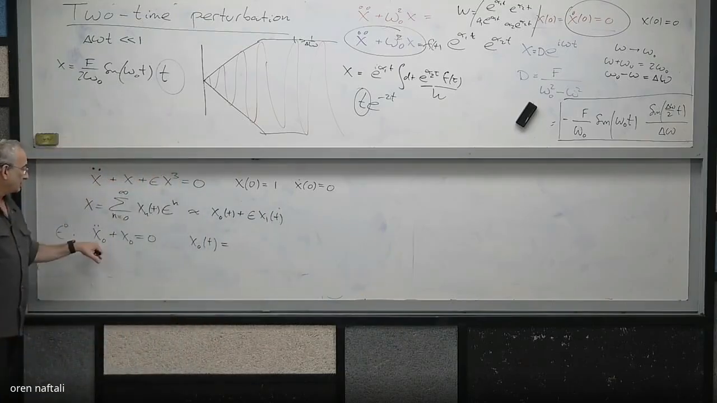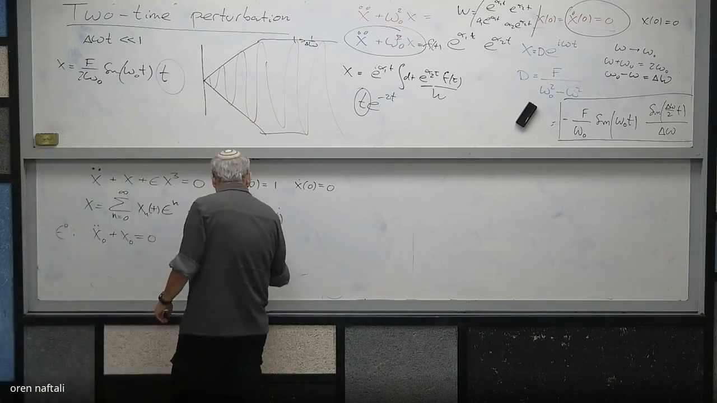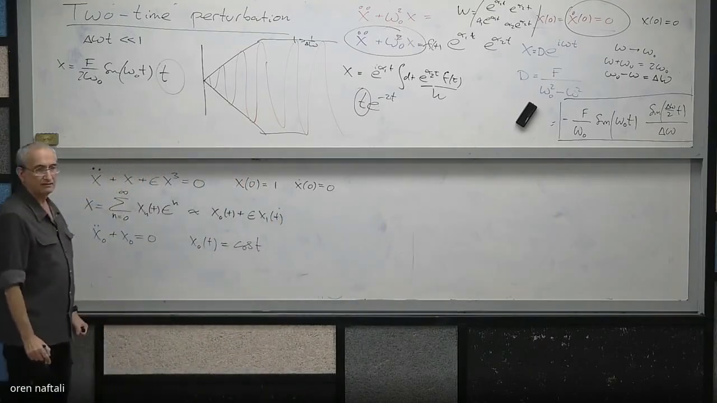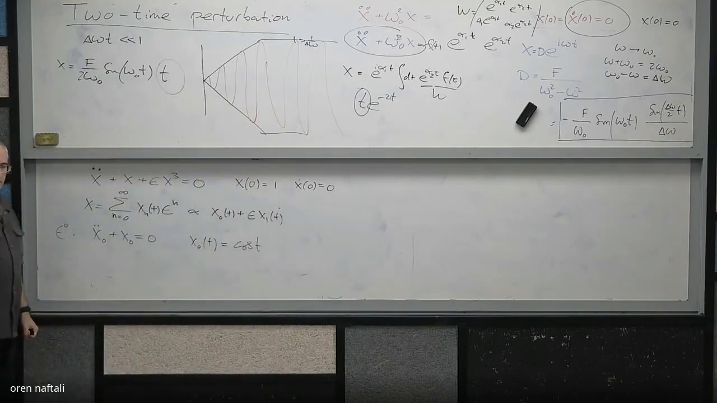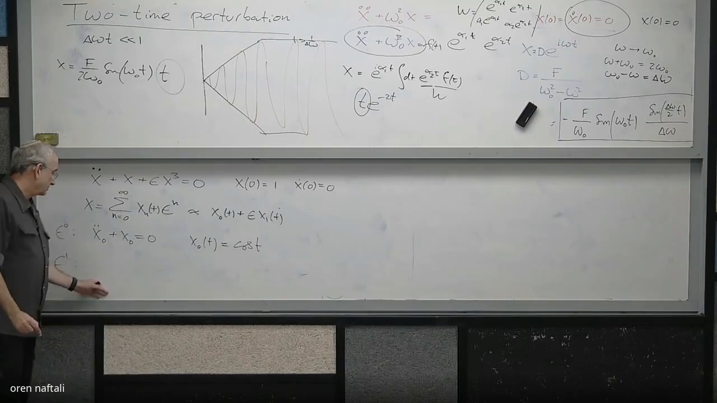The general solution here is a cosine t plus b sine t. Okay, and we have to satisfy these boundary conditions, which implies that the sine is 0 and the cosine coefficient is 1. So x naught of t is cosine t is what satisfies this condition. Yes, good. Now we go to first order in epsilon.